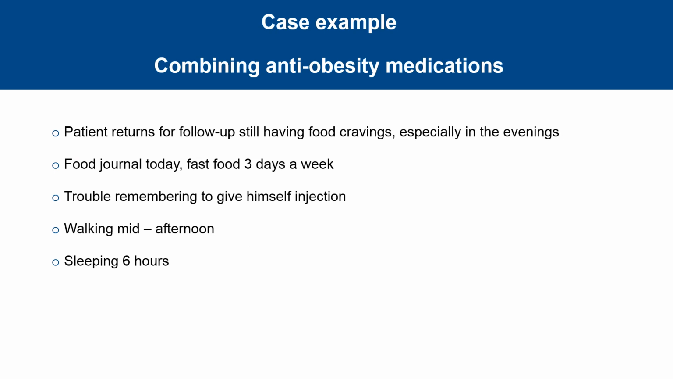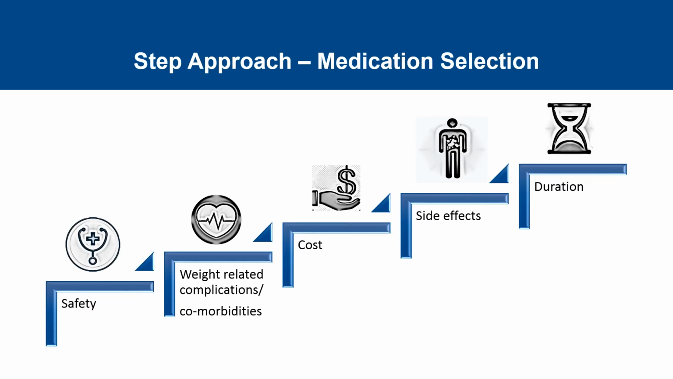So back to our patient, he returns for follow up, still having food cravings, but his overall appetite is improving with the liraglutide. He's kept a food journal over the past few weeks here. Noticed that he had been eating quite a bit of fast food. He's having issues with remembering to give himself the injection in the evening. And he has started to increase his exercise with walking in the middle of the afternoon, also increasing his sleep. So again, using our stepwise approach, starting with safety.